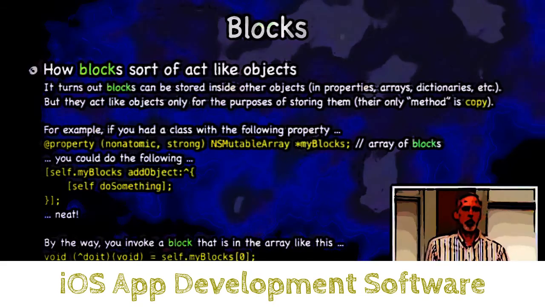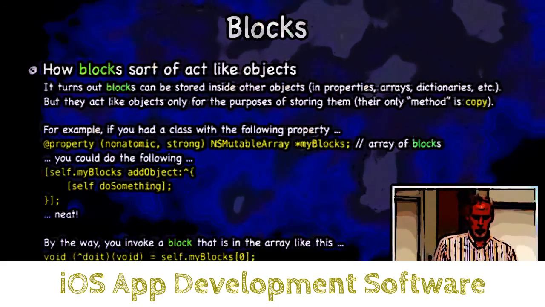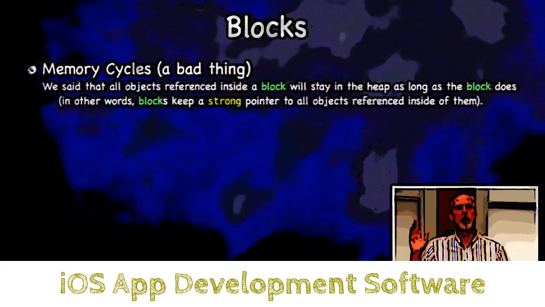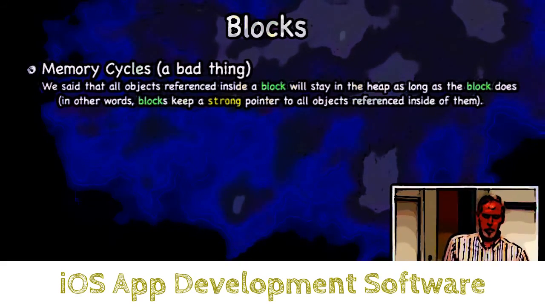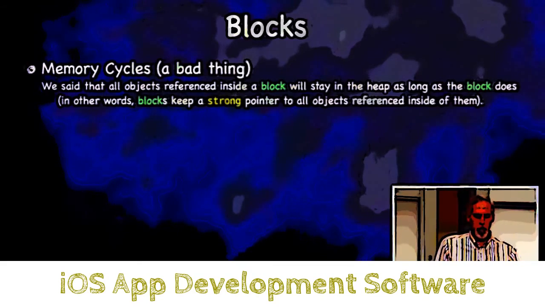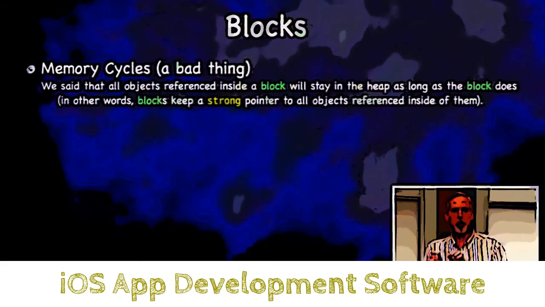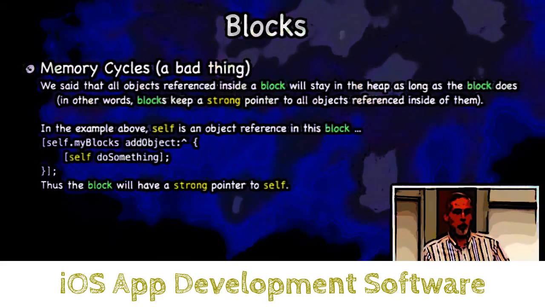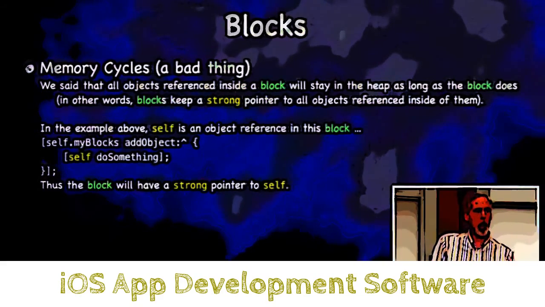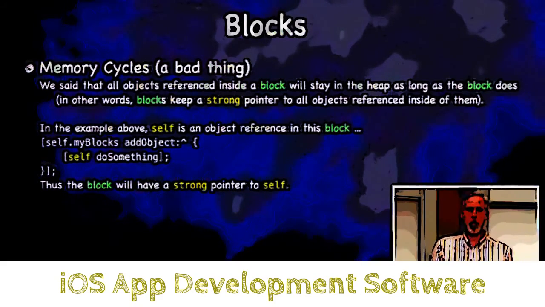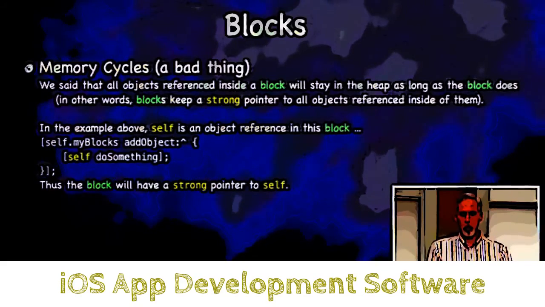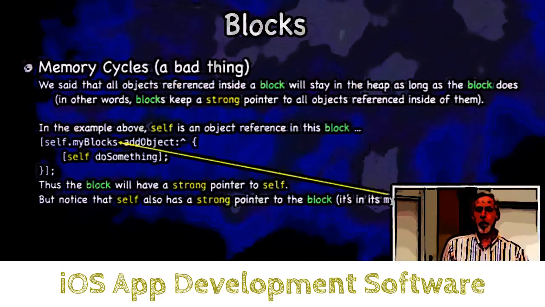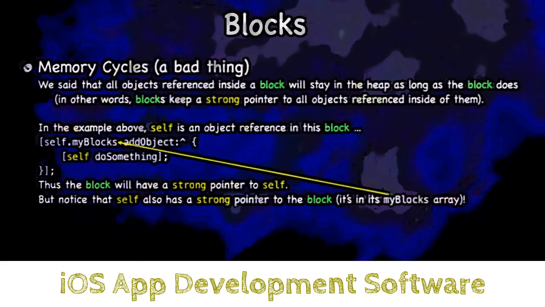But there's a real danger lurking here, okay, in this code above, this self doSomething thing. And what is it? Well, it's called a memory cycle. How many people know what a memory cycle is? Okay, not very many. Okay, that's good, so I'll cover this. A memory cycle is caused because all the objects inside that block have a strong pointer to them as long as the block exists, okay? So for example, in this code, a strong pointer will be held by that block to self. You see why? Because the block, as long as it stays around in that array, needs to be able to call self doSomething, so it needs to always keep a strong pointer to self as long as the block exists. However, the problem is that self has a strong pointer to the block through its myBlocks array, right?